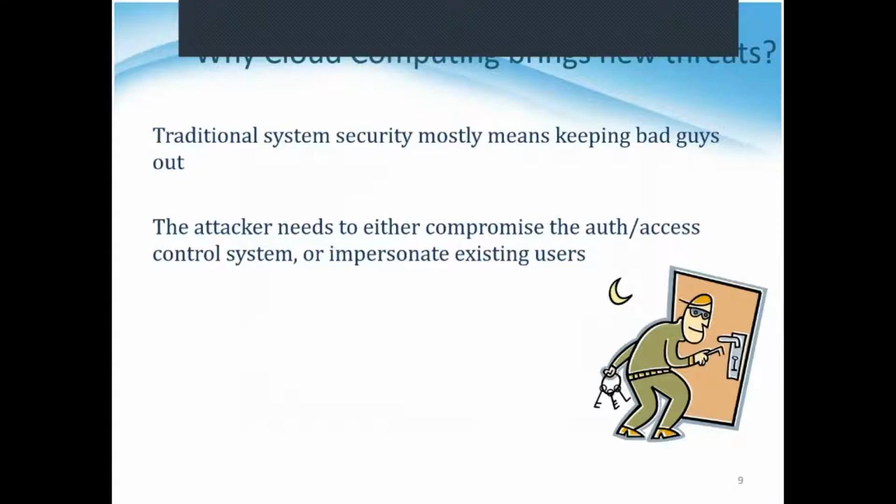So why does cloud computing have multiple threats? Because we are connected via the internet, so there is a lot of chance of multiple threats. In traditional systems, security mostly means keeping bad guys out. But in the current world, everything, all your transactions, your banking transactions, your Gmail, your Yahoo Mail, the attendance maintenance system, everything comes under this cloud environment.